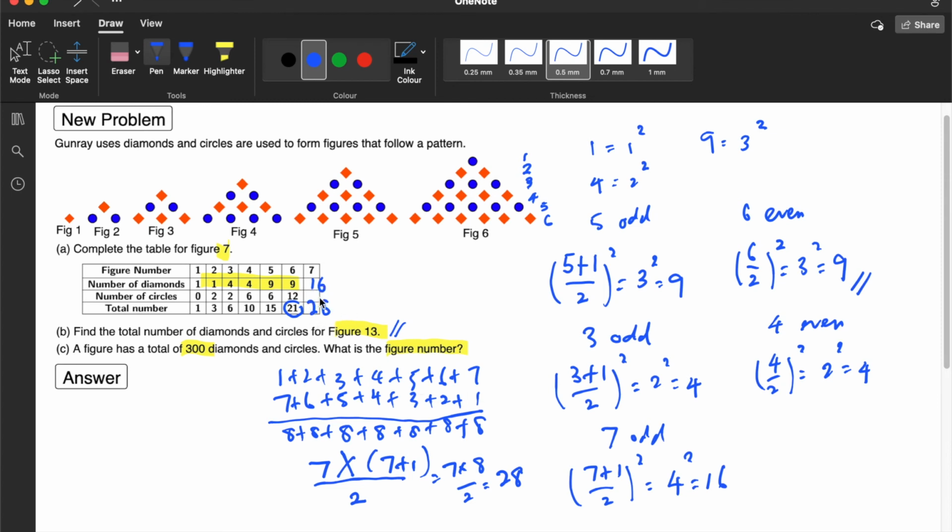Since we know these two numbers, we can easily calculate the total number of circles, which is 28 minus 16, or 12. Right, it seems to follow the same pattern. So we can see now 2 is repeated, 6 is repeated, so 12 is also repeated. Okay, so that is for part A.